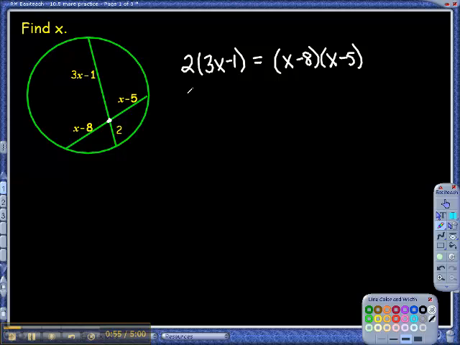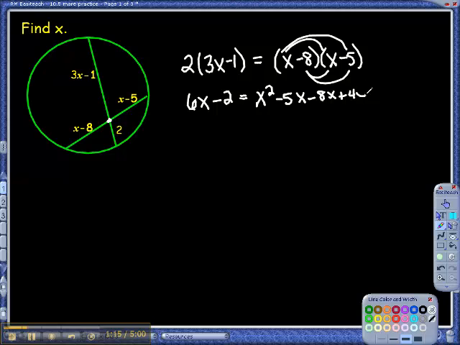As you distribute on this side, we'd get our 6x minus 2. And notice over here we're going to end up having to FOIL this. So we're going to get an x squared minus 5x minus 8x and plus 40. Again, we've got a quadratic equation. We've had several of these this chapter so far. Hopefully we're more comfortable with this by now.